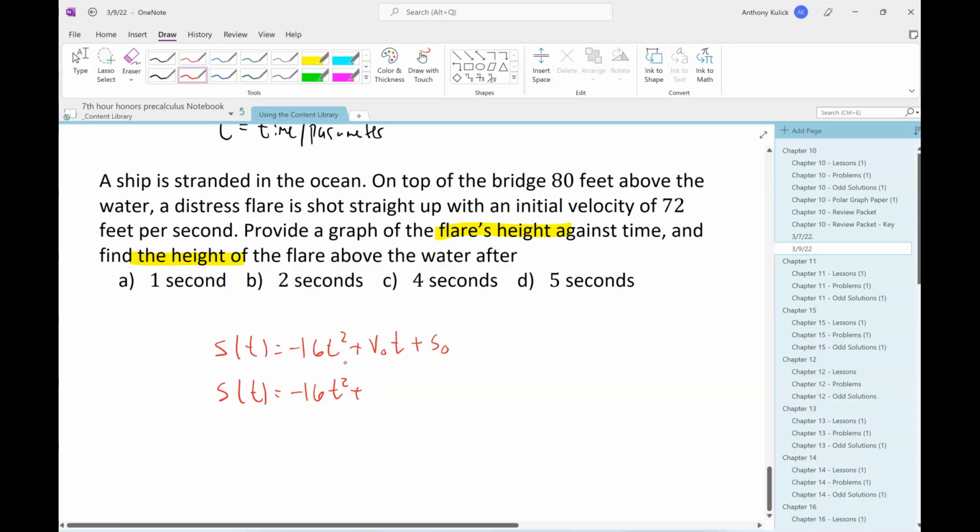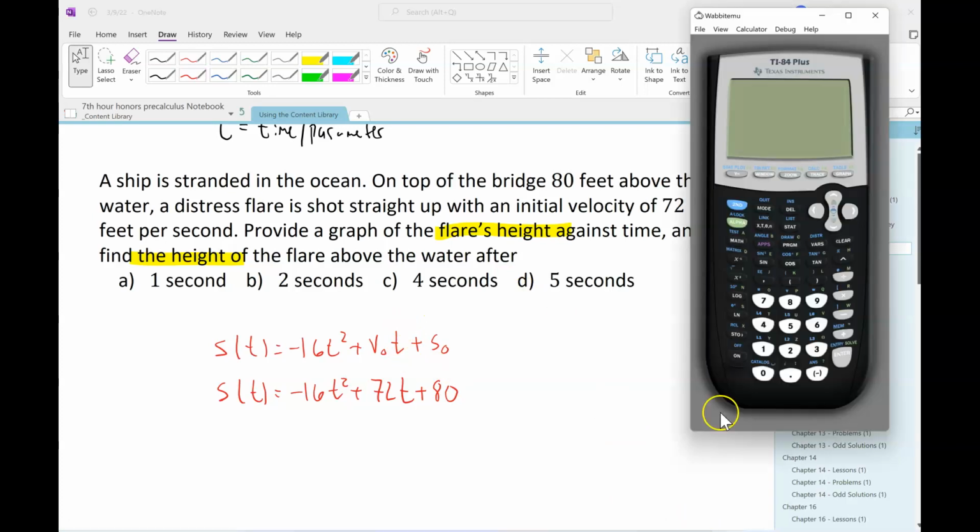What's the initial velocity? 72 feet per second. And the initial height? 80 feet. So I could just take this function, put my calculator back into function mode. Notice I'm changing to degree mode here today. We'll see later why. And I'll type that into the y equals menu.